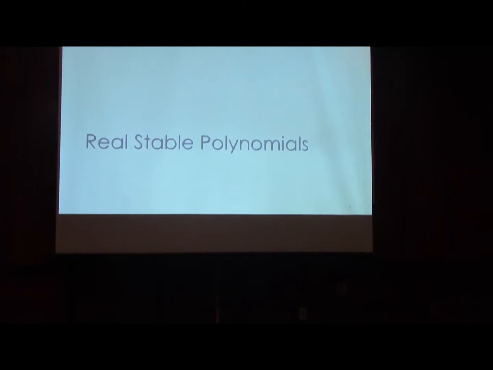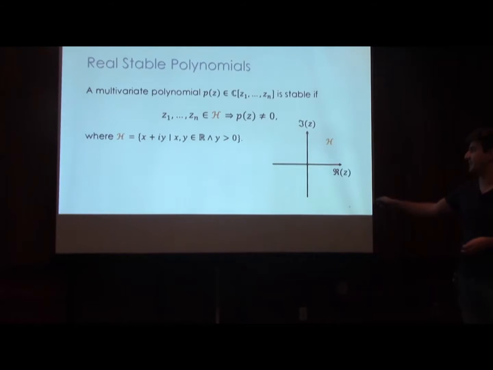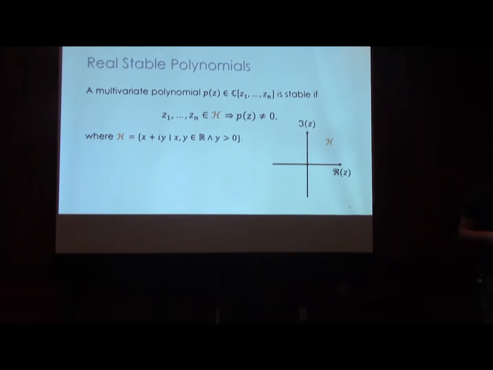Okay, so the first part, real stable polynomials. This is the slide that we have to be very slow on, because I'm going to be using this definition for the rest of the talk. So let's say we have a multivariate polynomial. It has n variables, and the coefficients can be complex. I'm going to call it stable if whenever you plug in numbers in the upper half plane of the complex plane, so numbers with positive imaginary parts, you don't get a zero.